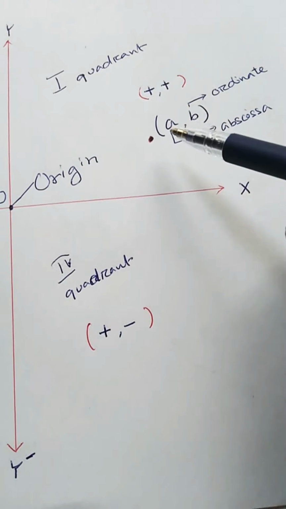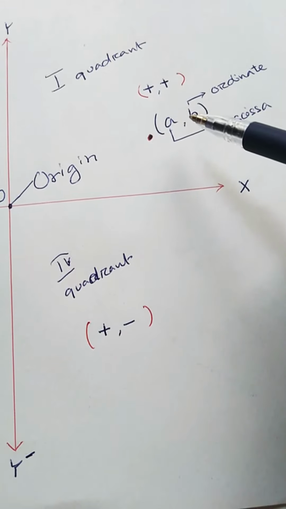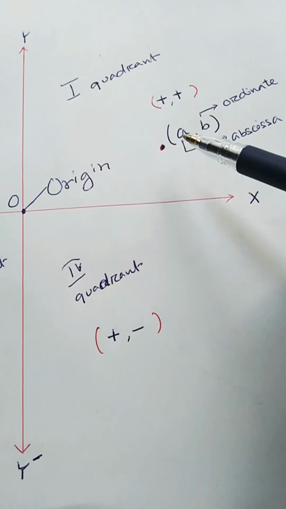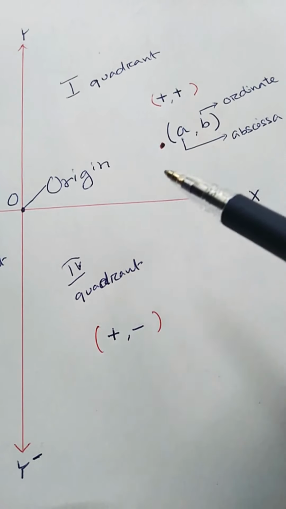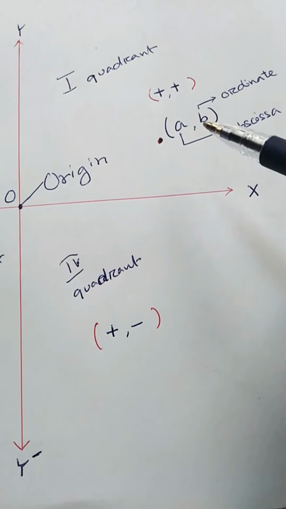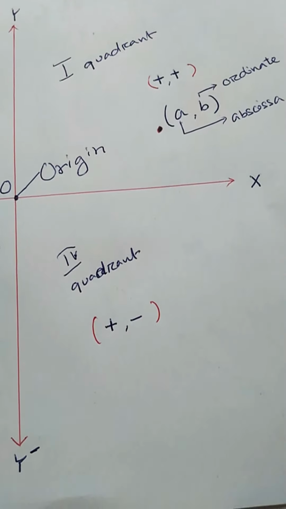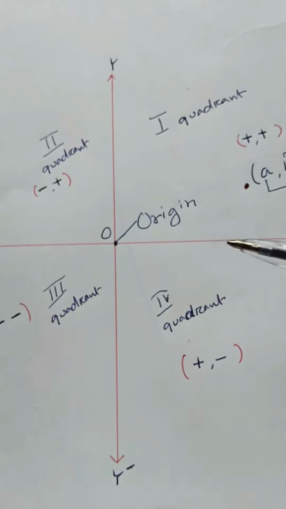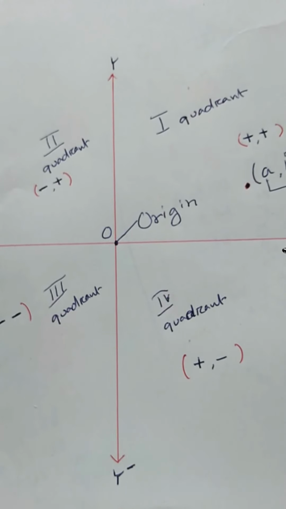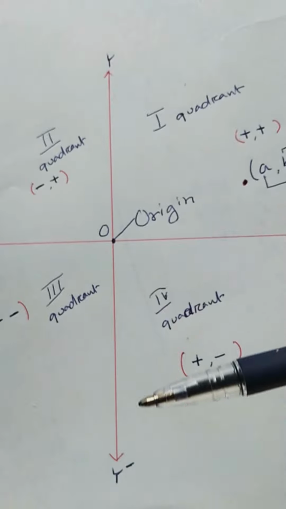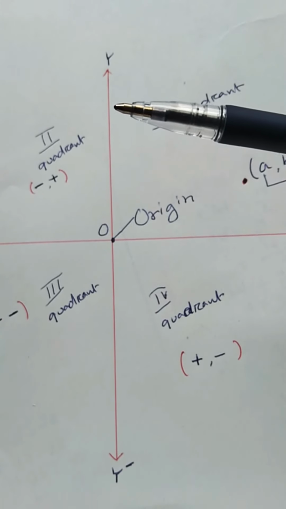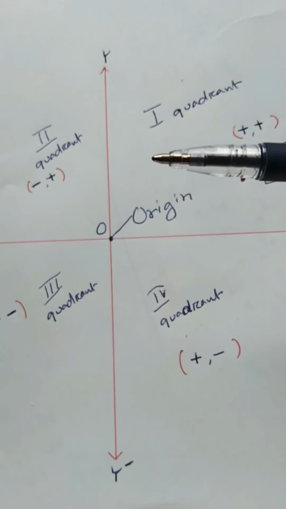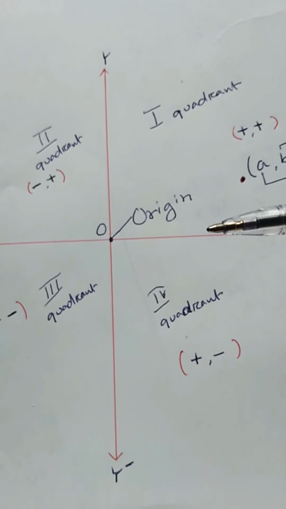So here the coordinate of this particular point is a, b, where a is the abscissa and b is the ordinate, and a is the displacement through the x-axis and b is the displacement through the y-axis. Now in short, the horizontal line is called the x-axis and the vertical line is known as the y-axis, and the plane where this x-axis and y-axis lie is known as the Cartesian coordinate plane.